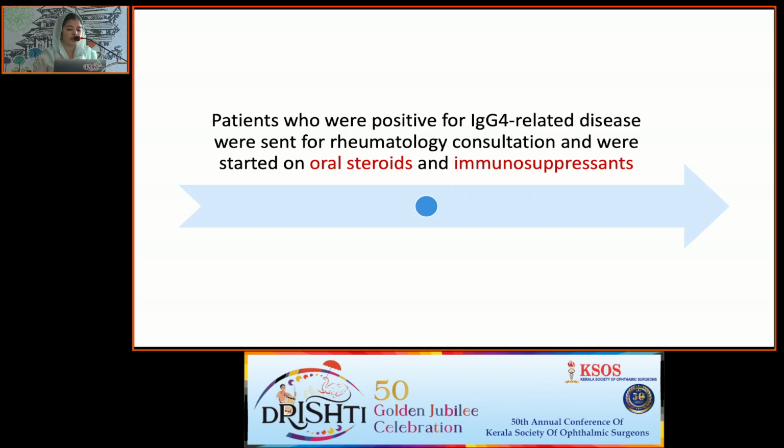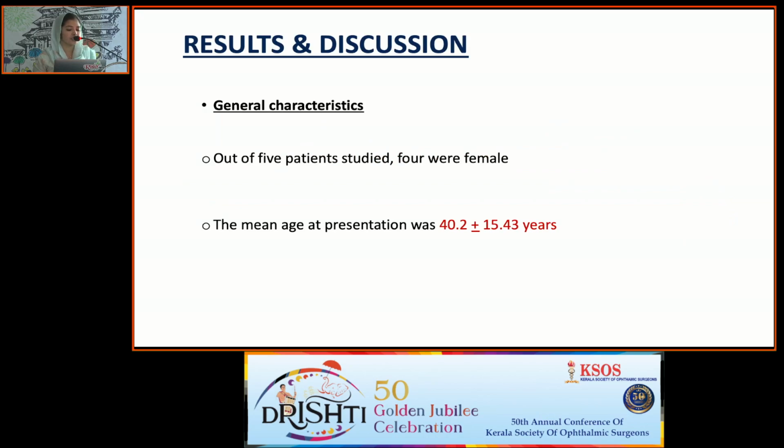Patients who were positive for IgG4 related disease were sent for rheumatology consultation and were started on oral steroids and immunosuppressants after ruling out a systemic disease. Results and discussion. General characteristics. Out of the 5 patients studied, only 4 were female. The mean age at presentation was 40.2 plus or minus 15.43 years.